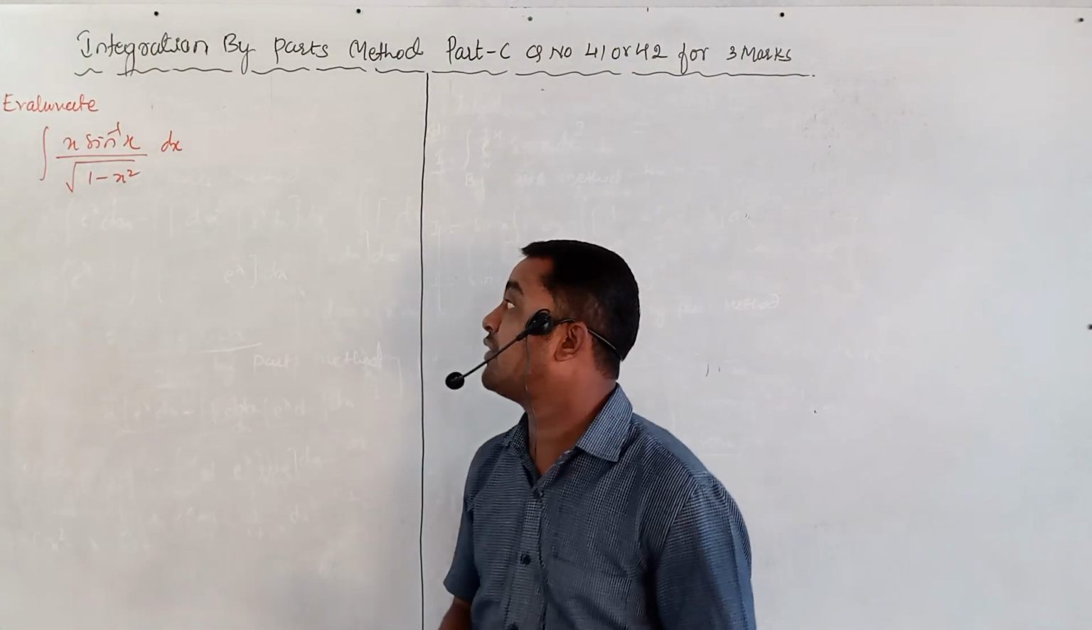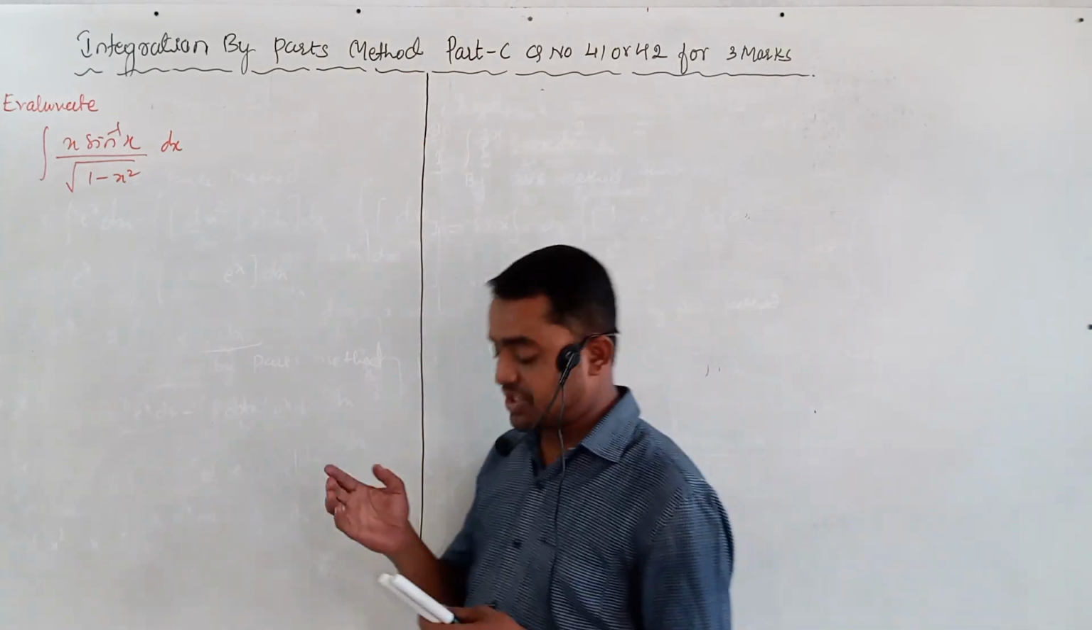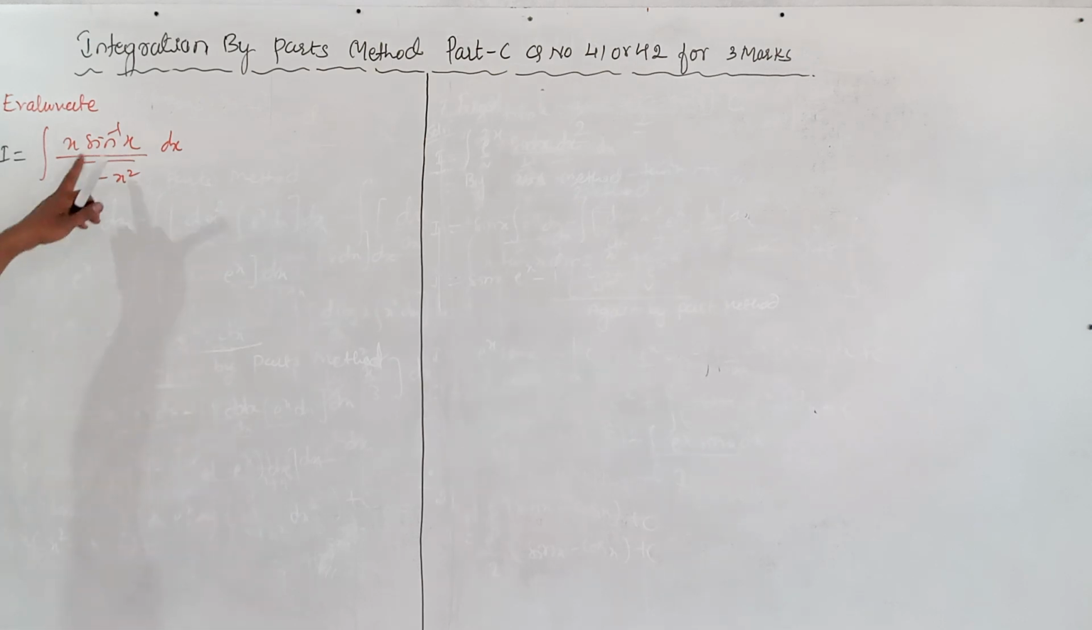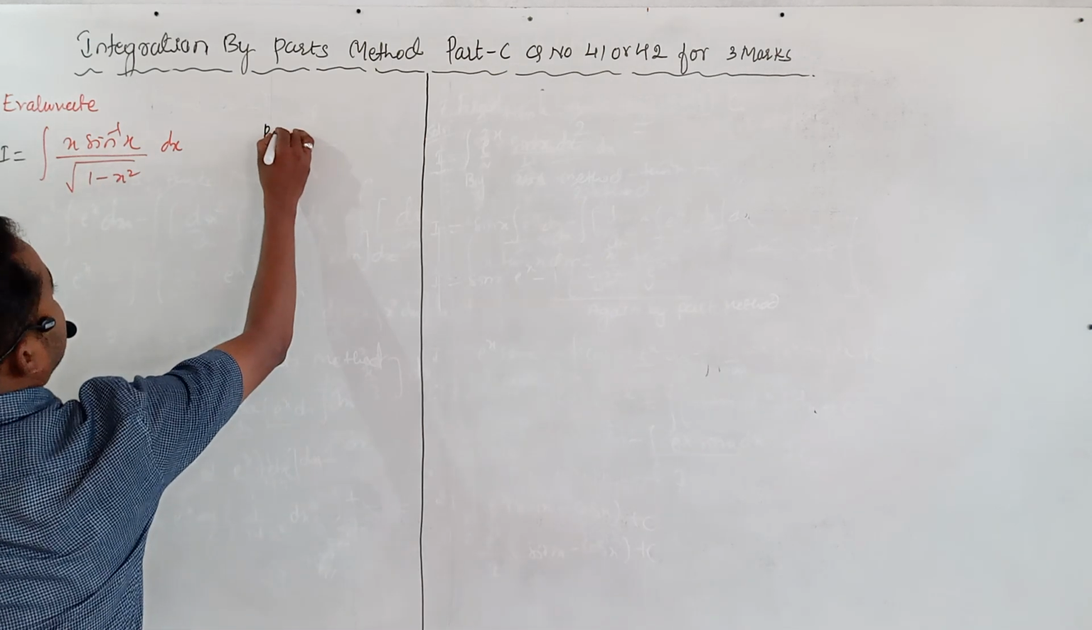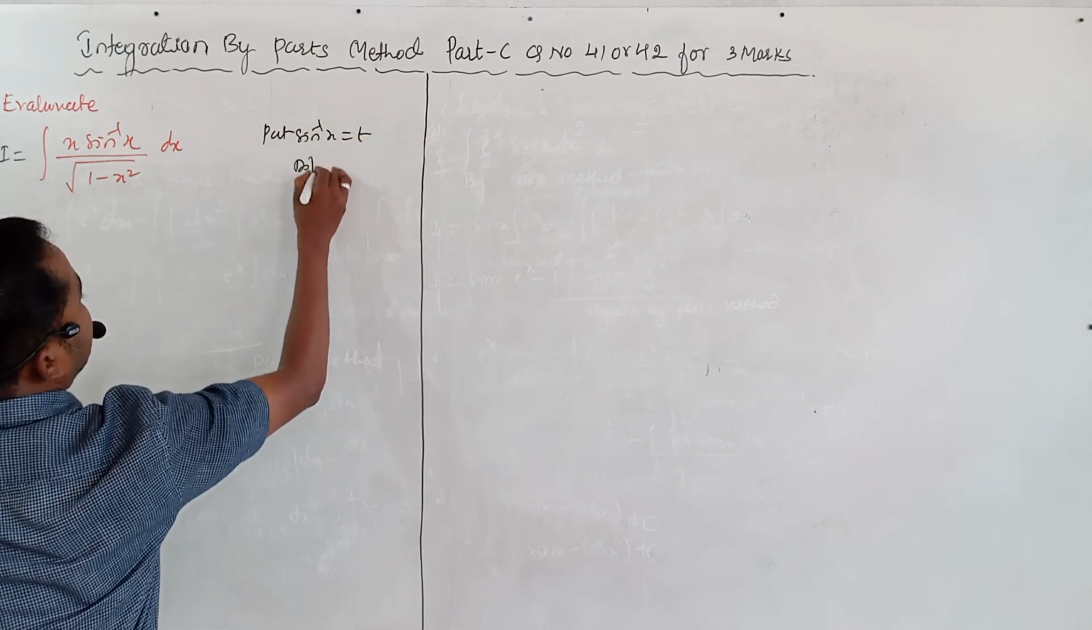Next problem, evaluate integral of x sin inverse x divided by root of 1 minus x square dx. So first of all we have to take the substitution for this one. Put sin inverse x is equal to t. Differentiate with respect to t.